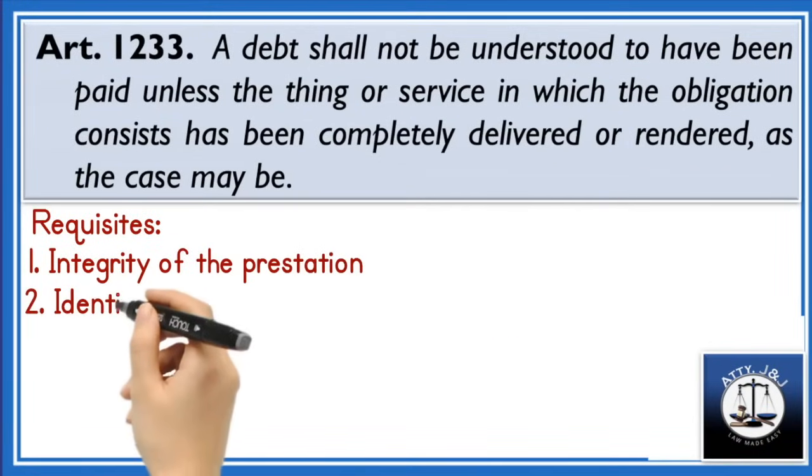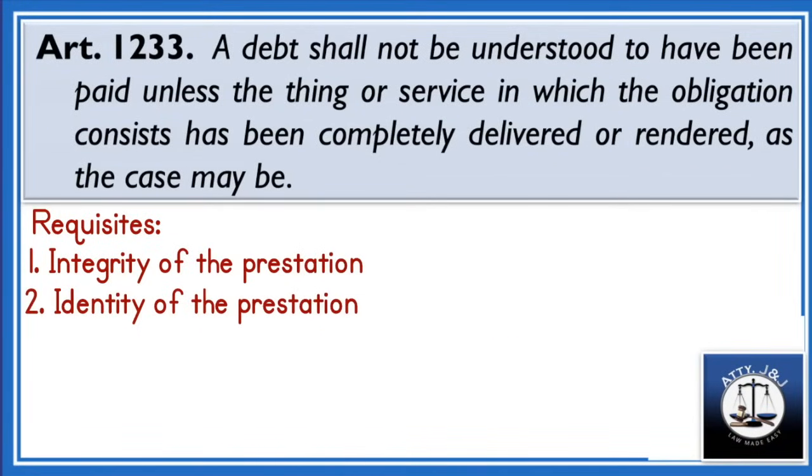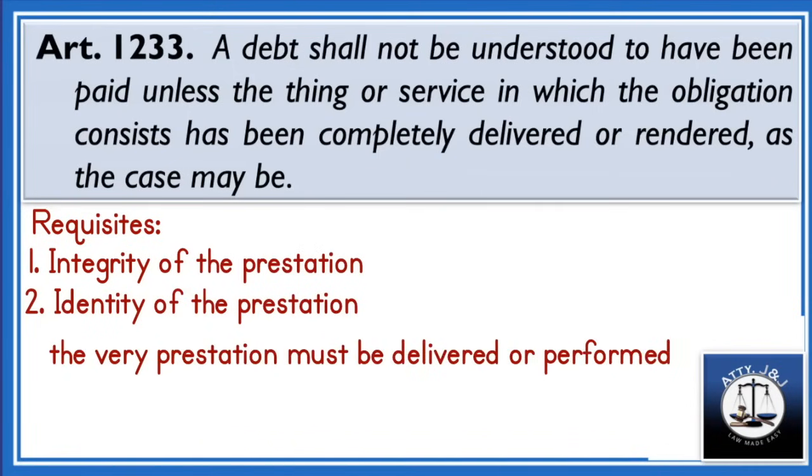Now, yung sa second requisites, yung sa identity of the prestation, ang ibig sabihin nito is that yung prestation mismo, the very prestation must be delivered or performed. Kung ano mismo ang napag-usapang gawin or ibigay, yun mismo ang gagawin or ibibigay. Okay? Example, if the obligation is to give a car, one cannot fulfill the obligation by giving a house. Okay?